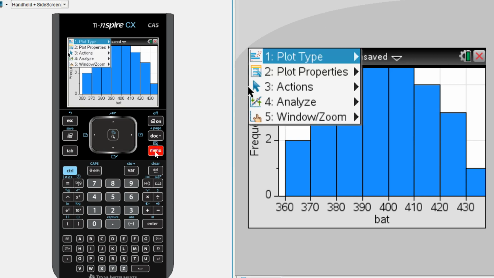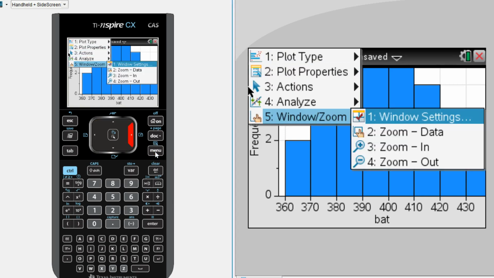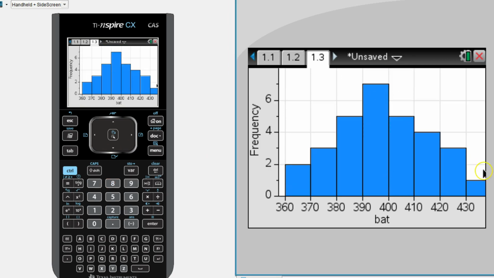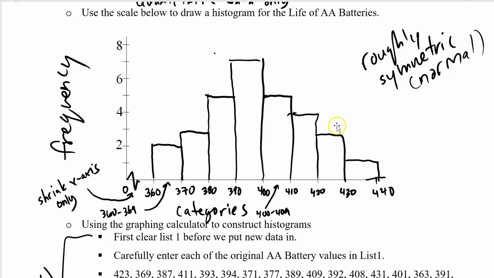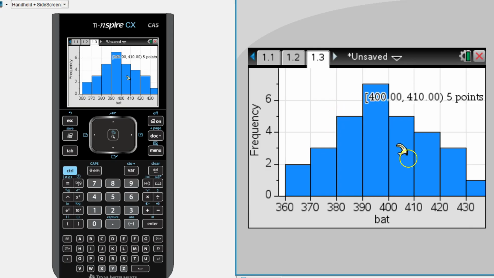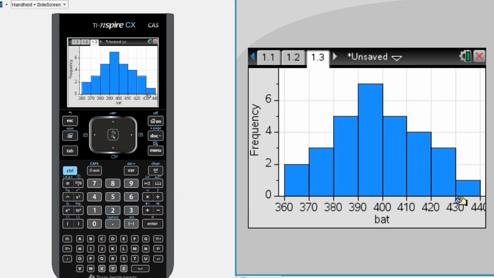So if I go Menu, let's see, window zoom, I would probably need to change the window settings. The Y shouldn't go to 4 because our max was way higher than that. I'll make it something like, I don't know, how about 8? I think that should be good. Now this looks exactly the same. Still don't like the way the x-axis is, so I can shrink that over so I can get that all over. What's the point? You don't want to have to keep doing this in the calculator. This is what I want.